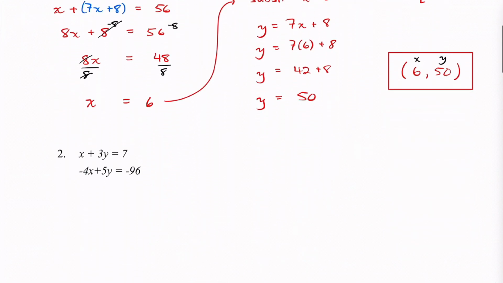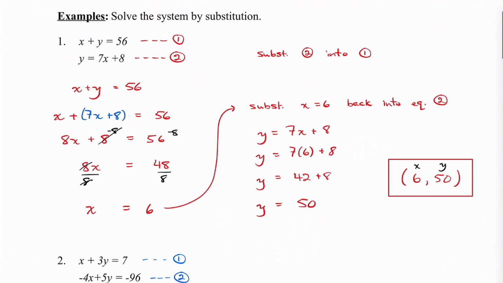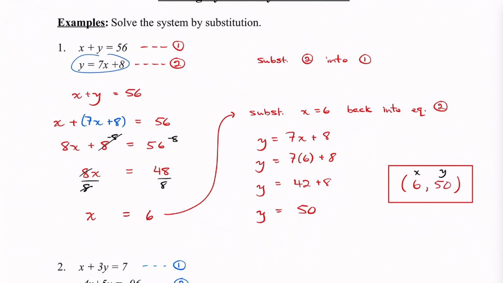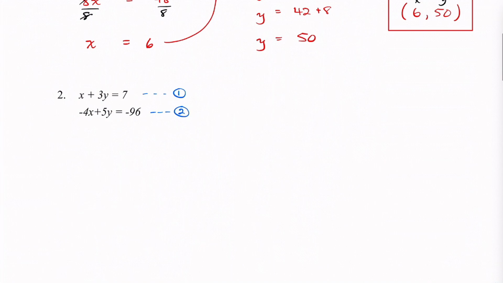Number 2 we have here: x plus 3y equals 7, and negative 4x plus 5y equals negative 96. I'm going to do the same thing. I'm going to call this one equation 1, and this one equation 2. With this one, neither of them is x equals or y equals. Like the last one, which was y equals, so that was nice to substitute in where we had a y. But with this one, we don't, so we're going to have to rearrange one. One of them is usually going to be easier than the other. So we're going to want to pick the easier one and then convert it into x equals or y equals.